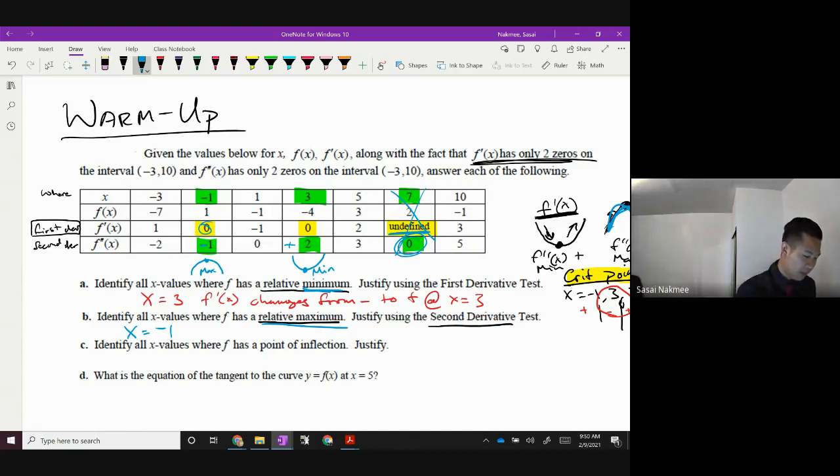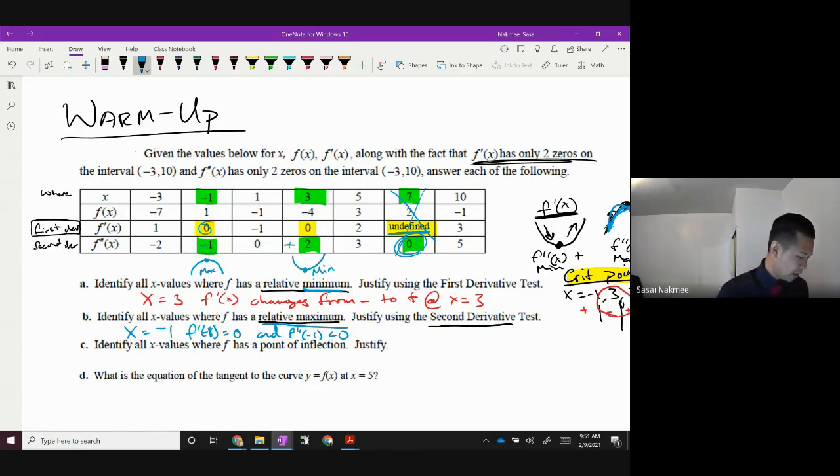So, right, f prime of -1 is equal to 0, and f double prime of -1 is less than 0, and that's all you really need. If you have it equal to 0 and the second derivative is greater than 0, then you have a minimum, okay? And that's it. That's it, guys, for part B. So x equals 3 is my relative minimum. x equals -1 is my relative maximum, okay?